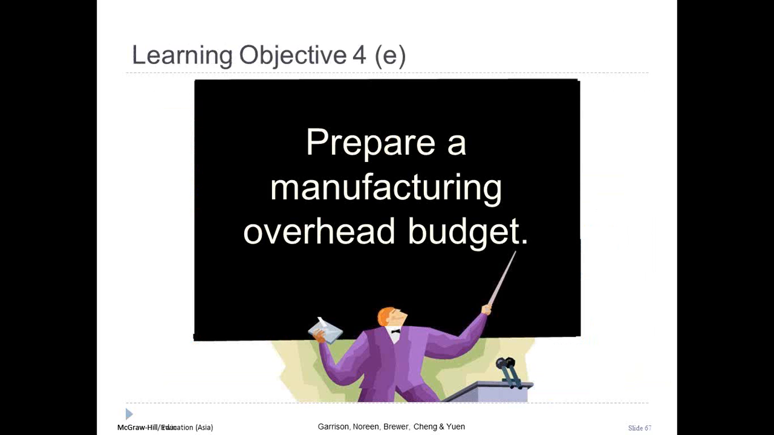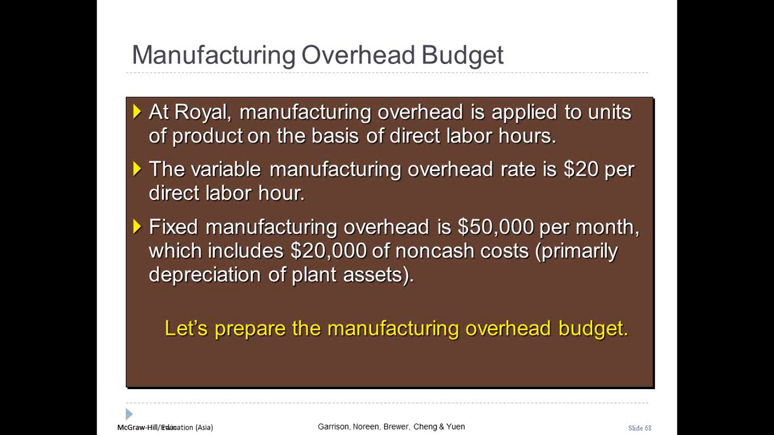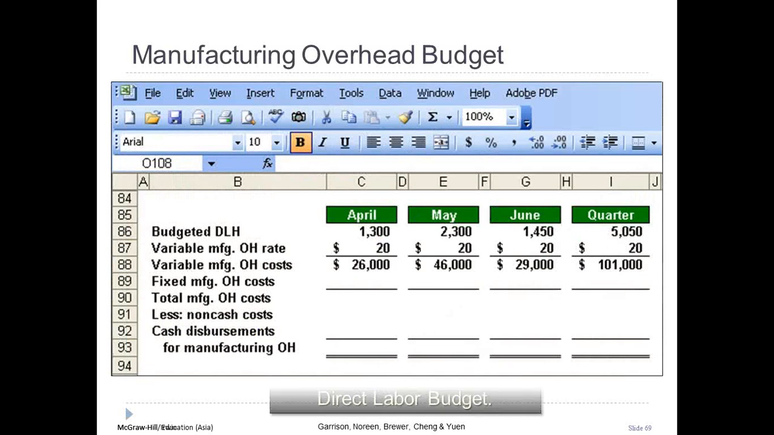Now let's prepare a manufacturing overhead budget. Royal applies overhead on the basis of direct labor hours. The variable manufacturing overhead rate is $20 per direct labor hour. The fixed manufacturing overhead is $50,000 per month, of which $25,000 is non-cash costs, primarily depreciation on the factory assets. So this budget will provide a schedule of all costs of production other than direct materials and direct labor.